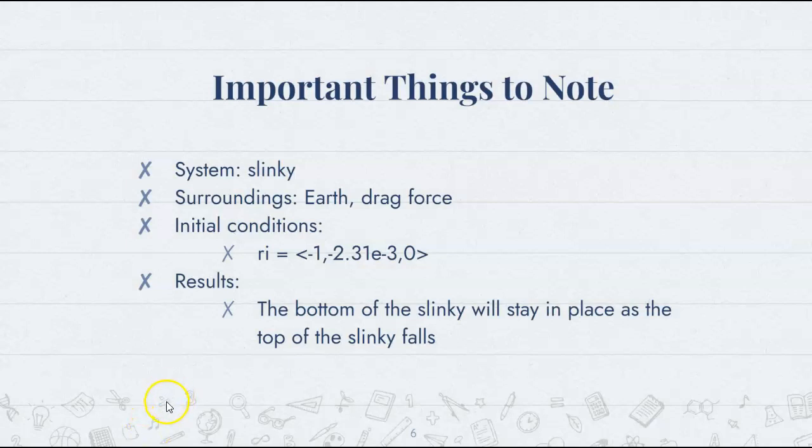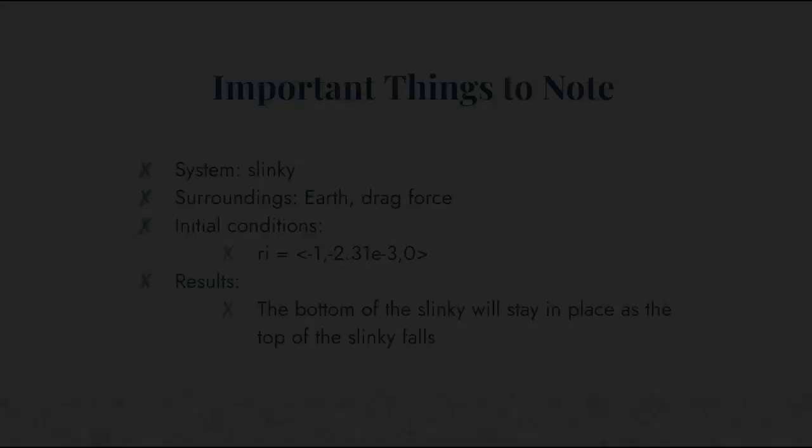Some other things to consider are the system and surroundings. We have the slinky as a system and everything else surrounding it, such as the earth and drag forces, are considered the surroundings. The initial position of the top of the slinky is listed in vector form on the slides. By the end of this lab, we'll be able to conclude that the bottom of the slinky will stay in place as the top of the slinky falls.